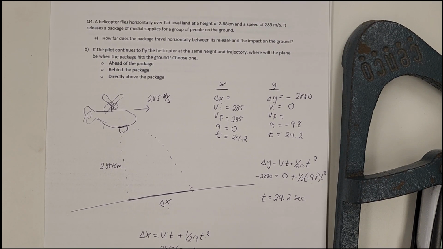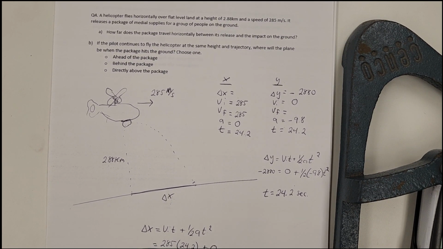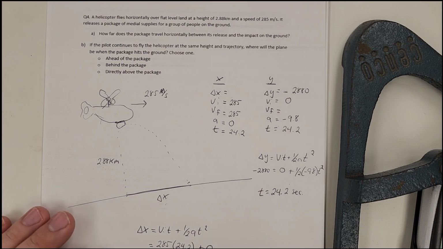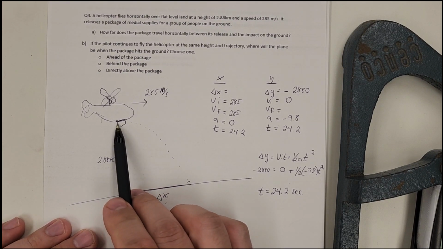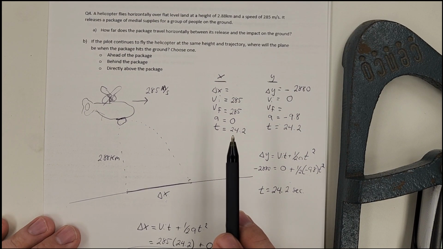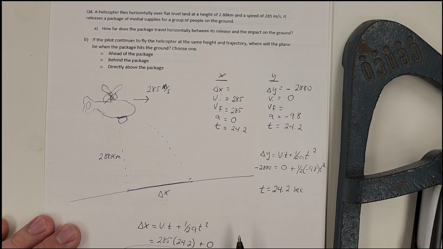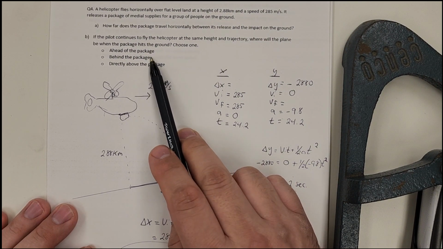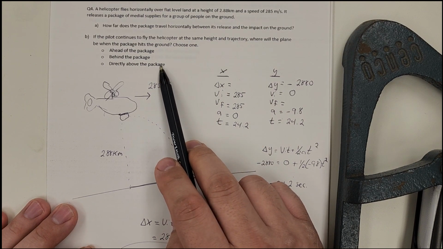There is a part B to this, but it's multiple choice. If the pilot continues to fly the helicopter at the same height and trajectory, where will the plane be when the package hits the ground? So where is the helicopter going to be when that package hits the ground? Well, this one is just a bit of a thinker. It's conceptual. You have to determine, is it going to be ahead of the package, behind the package, or directly above the package?